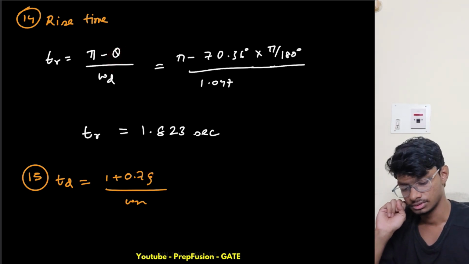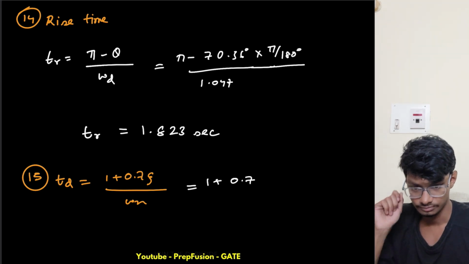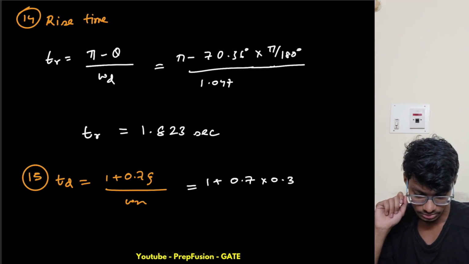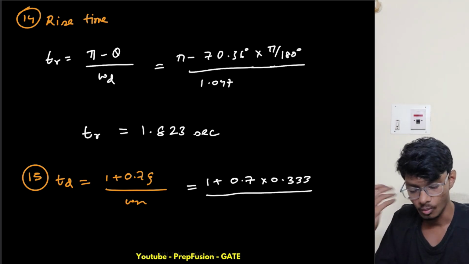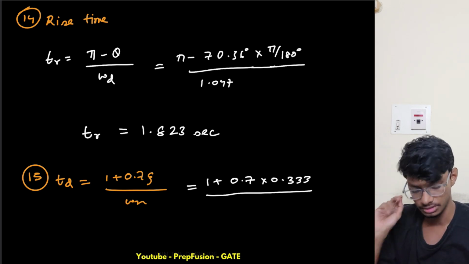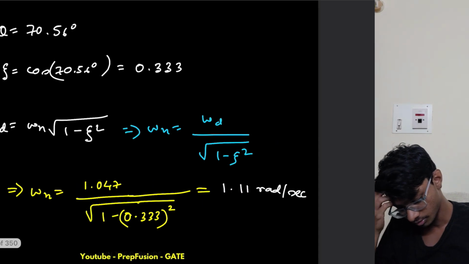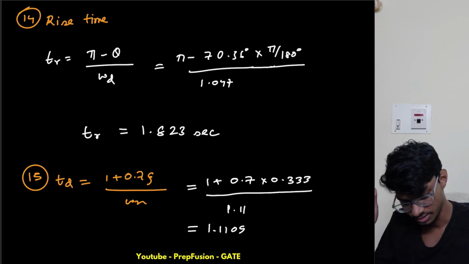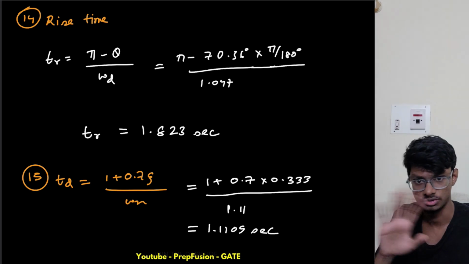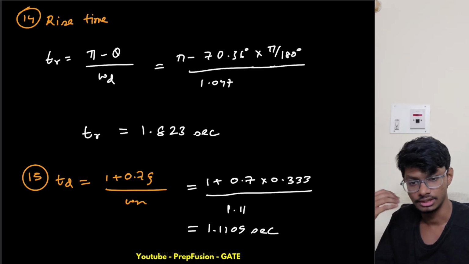So now this is 1 plus 0.7 into 0.333, divided by omega n. What is omega n? We just found it out: it was 1.11. So here I will put 1.11 again. The result is almost equal to 1.1109 seconds. Yes, this is my delay time basically.